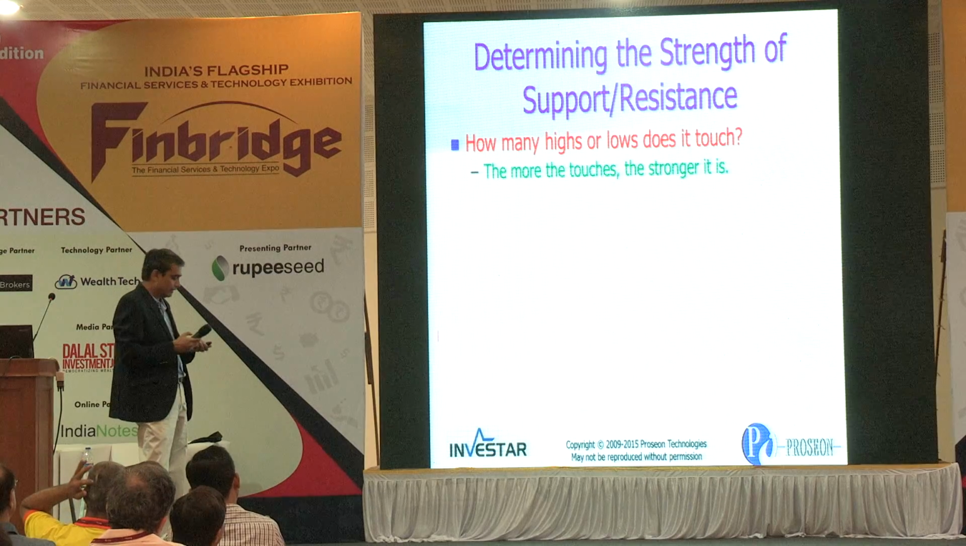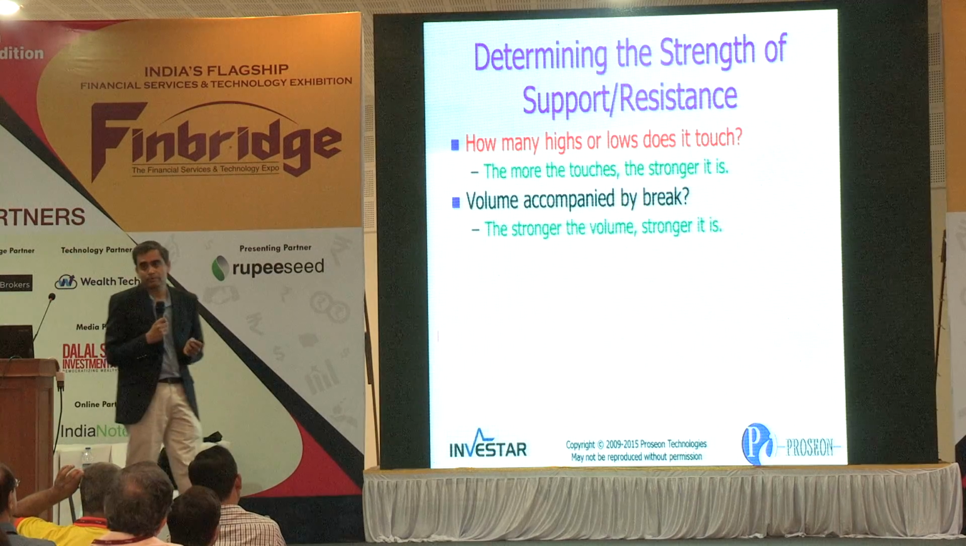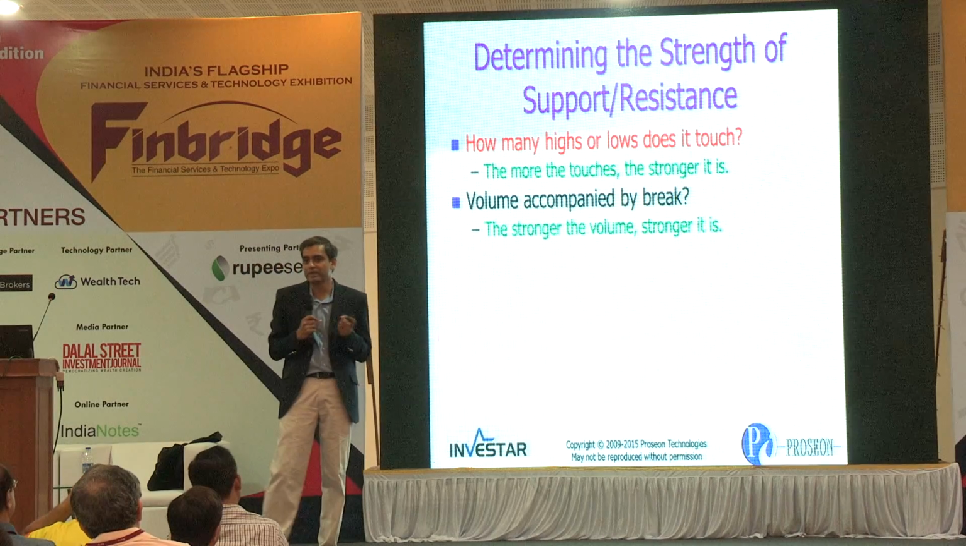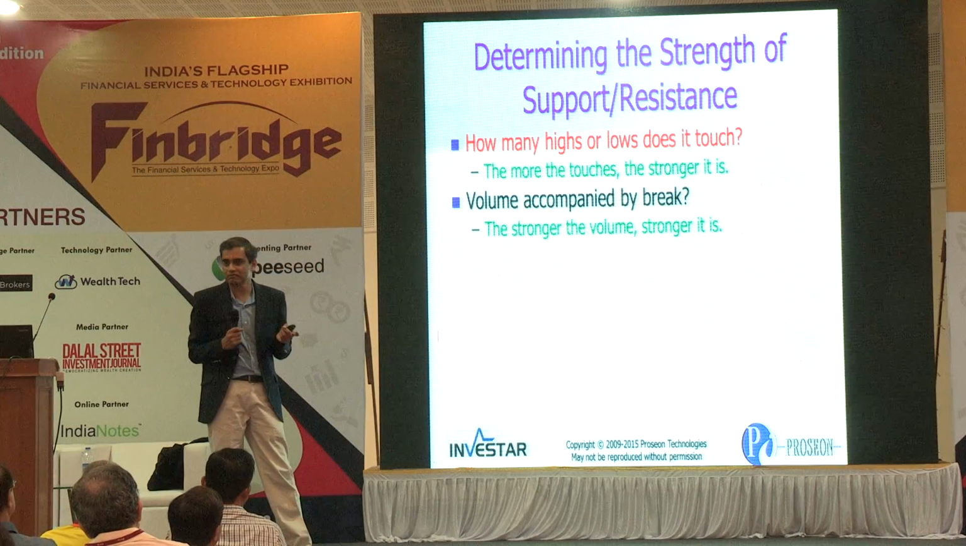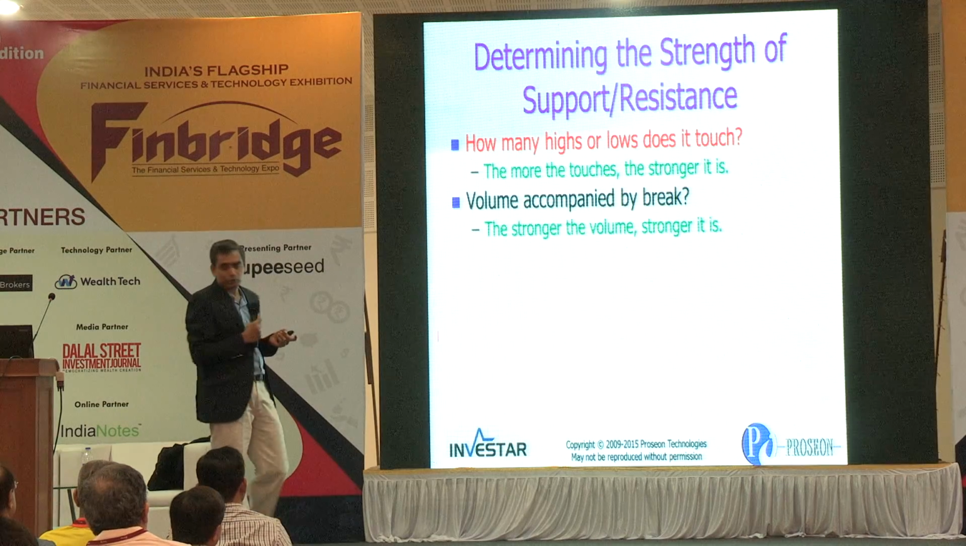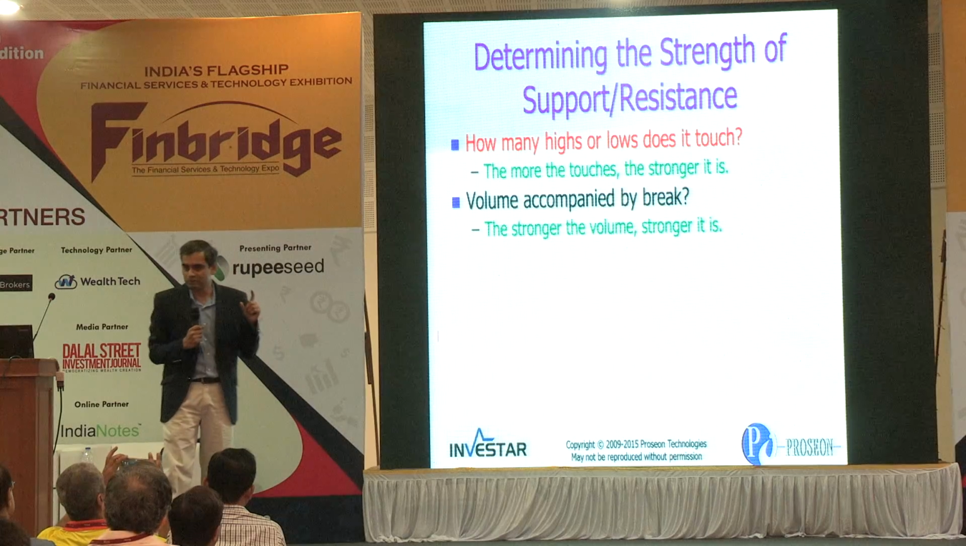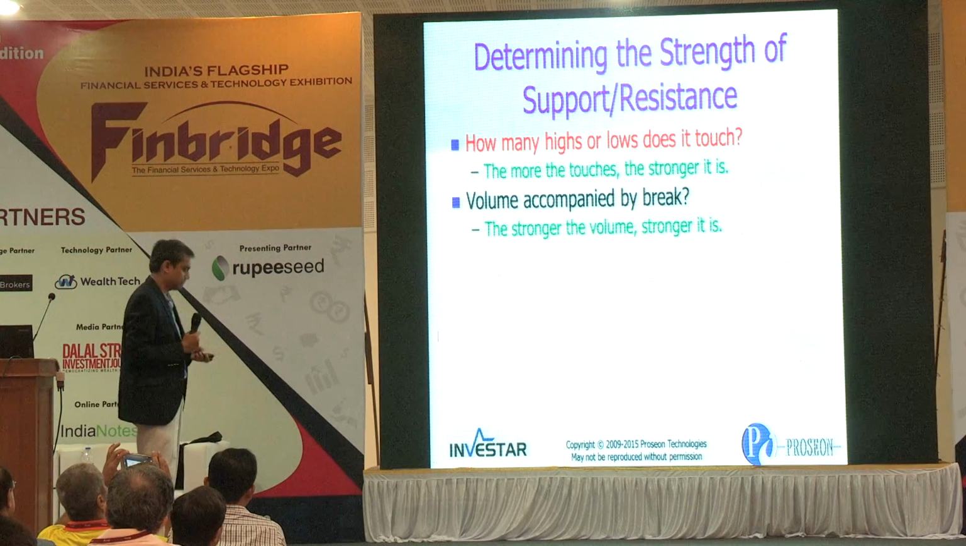The next factor is volume. Volume occurs because of big institutional investors, not because of retail investors like us. The more the volume that is accompanying the break of the resistance or support line, the more significant that becomes. So that is also another important factor.